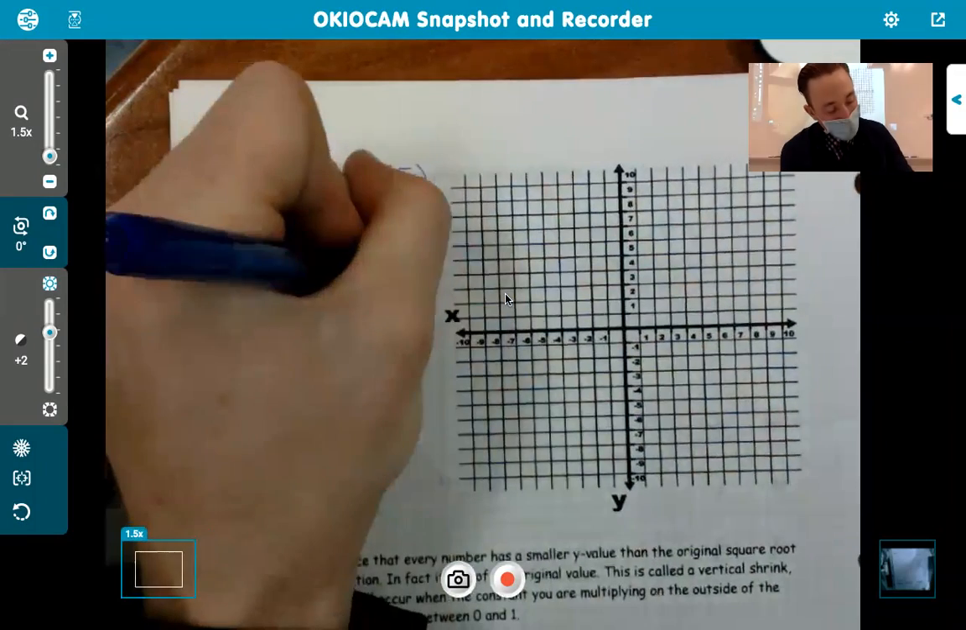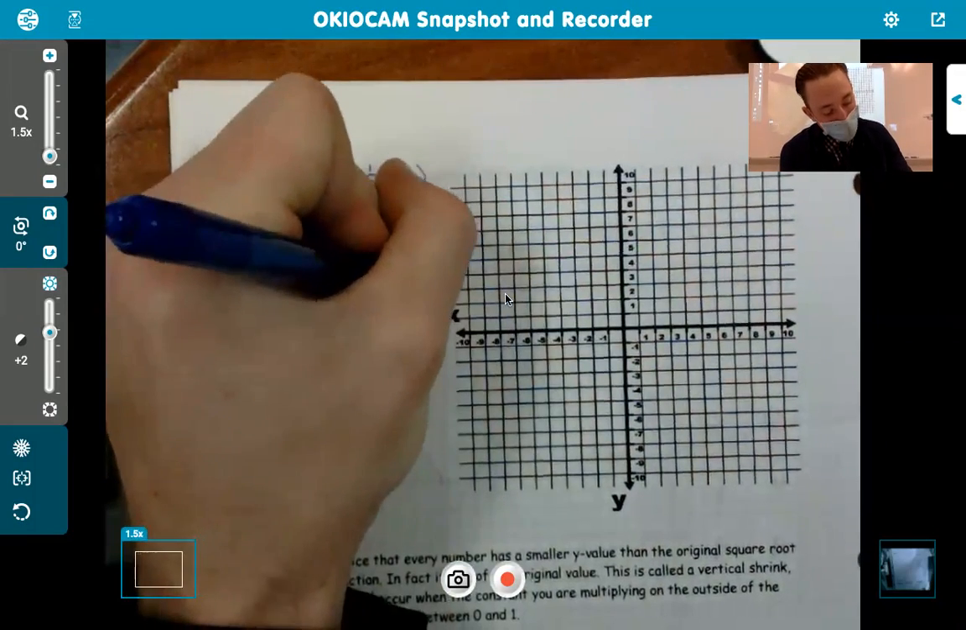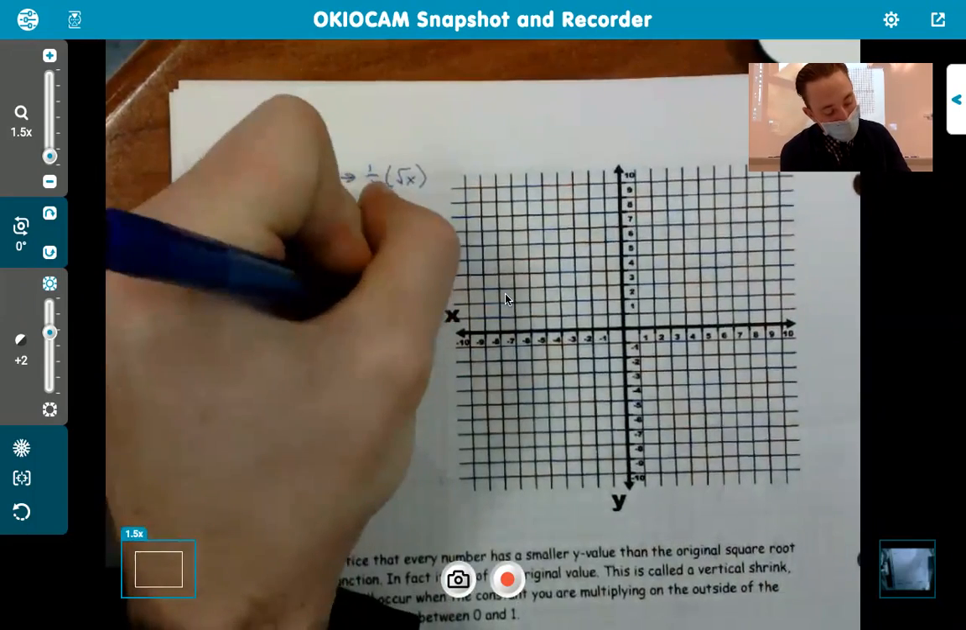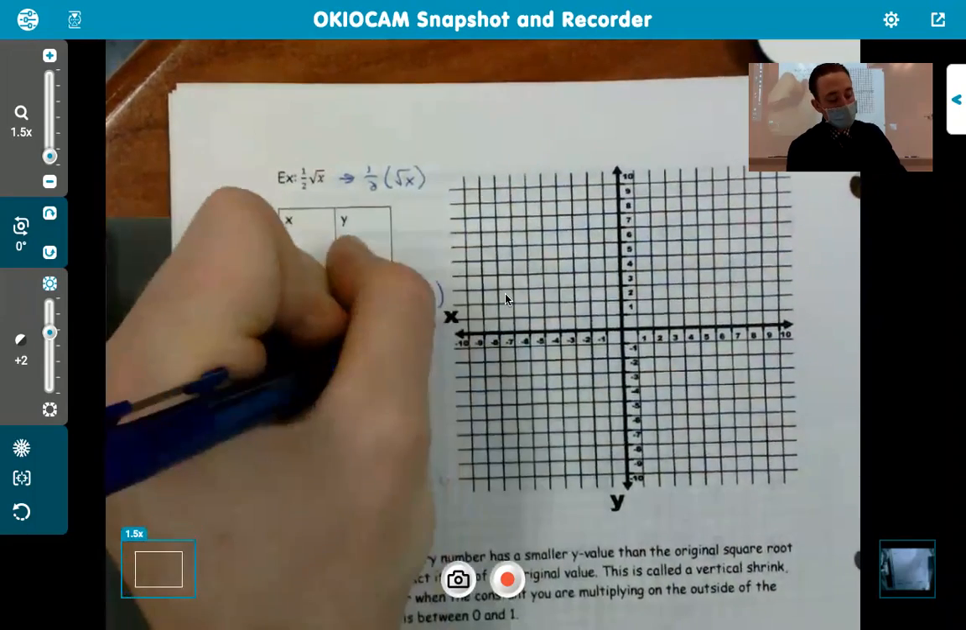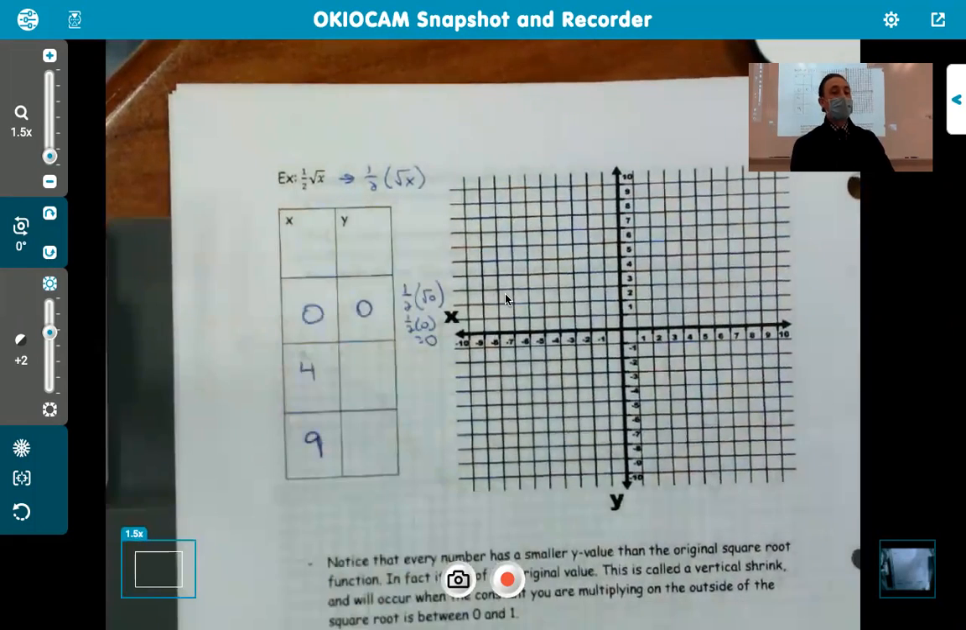So now I'll have 1/2 times the square root of 0. What's the square root of 0? And what's 1/2 times 0? 0, right? Anything times 0 just gives me 0. Pretty consistent that when I'm just multiplying, I'll still have that 0, 0, whether it's on the inside or the outside. It's just something to keep in mind, although when there are multiple transformations, that's not always the case.